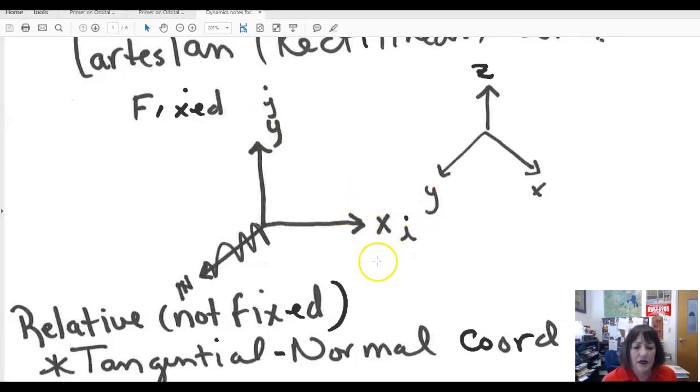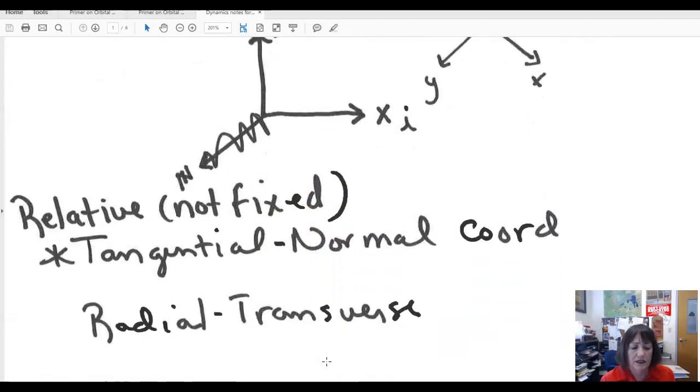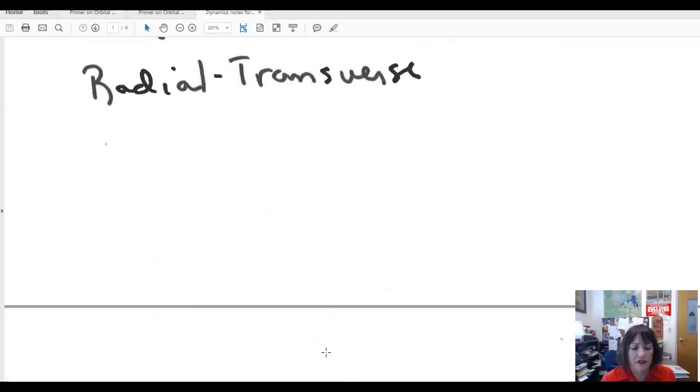But in general, x is positive to the right, y is positive up. The unit vector associated with the x direction is i, and the unit vector associated with the y direction is j. Now, these are fixed in space, meaning that the origin always remains at the same spot while you're doing a problem, and that x is always horizontal and y is always vertical. However, the two coordinate systems that we'll discuss in section 11.5 represent relative or non-fixed coordinate systems. And the first is the tangential normal coordinate system. The second is called radial transverse. And I'll talk about both of them on this video today.